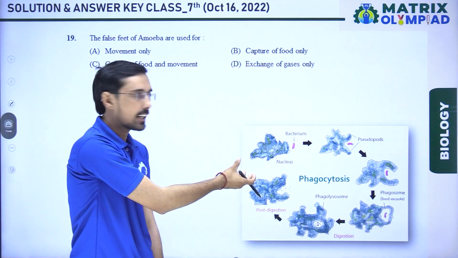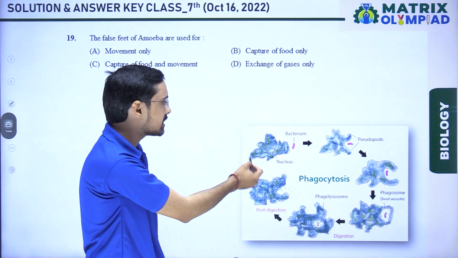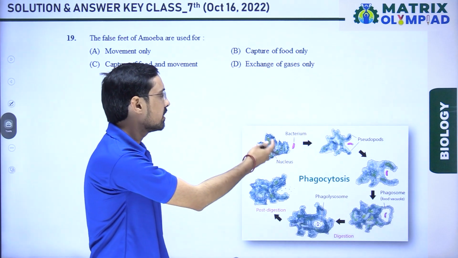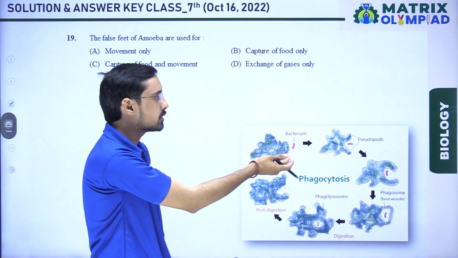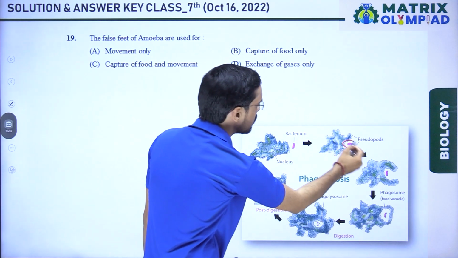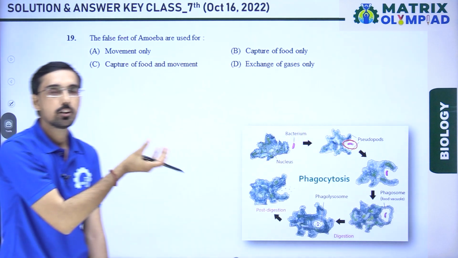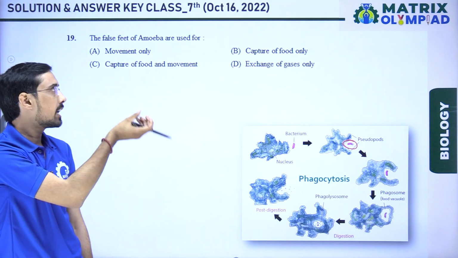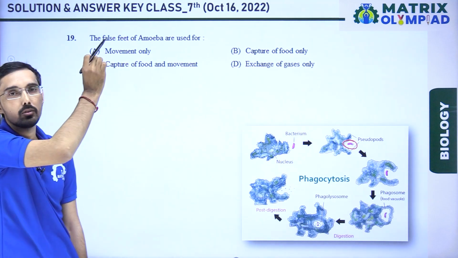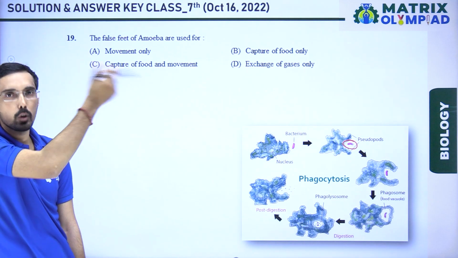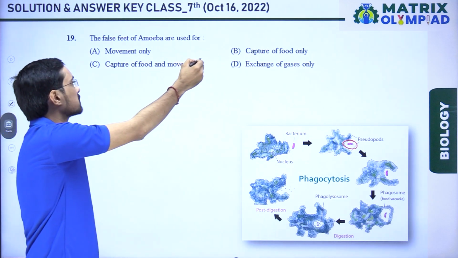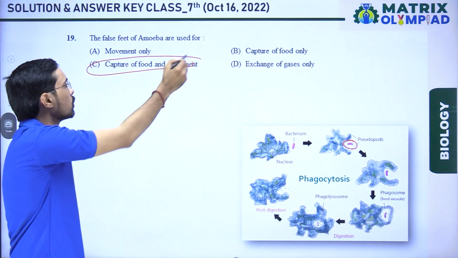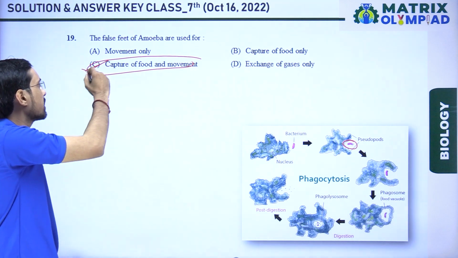As we can see in the diagram, amoeba is a unicellular organism, so it helps in movement as well as the intake of food. Food is taken in by the unicellular organism with the help of false feet, also known as pseudopodia. So the most appropriate option will be capture of food and movement. It will be the correct answer.